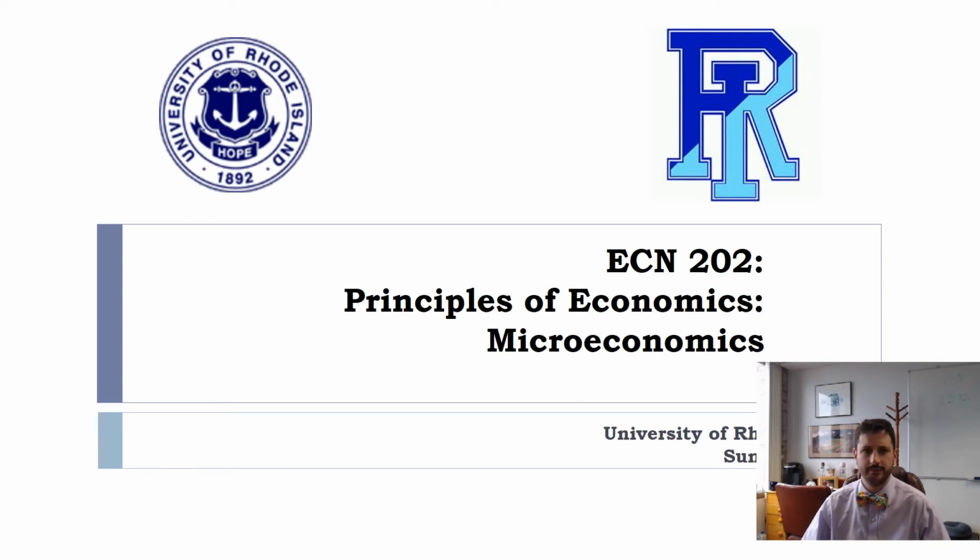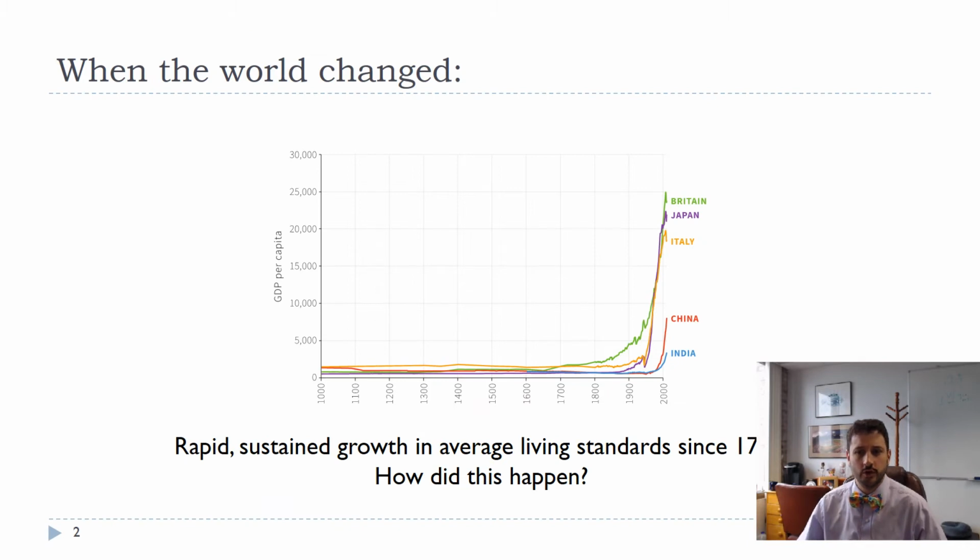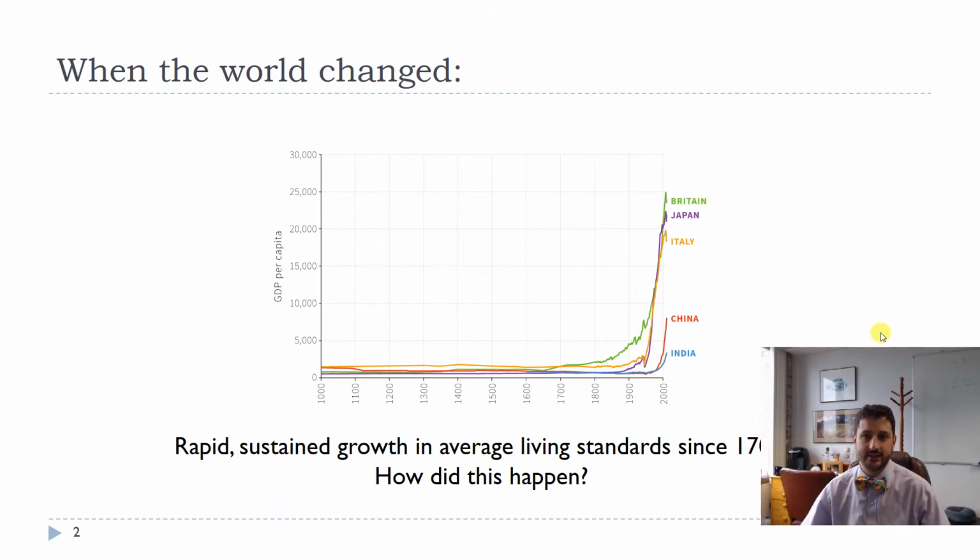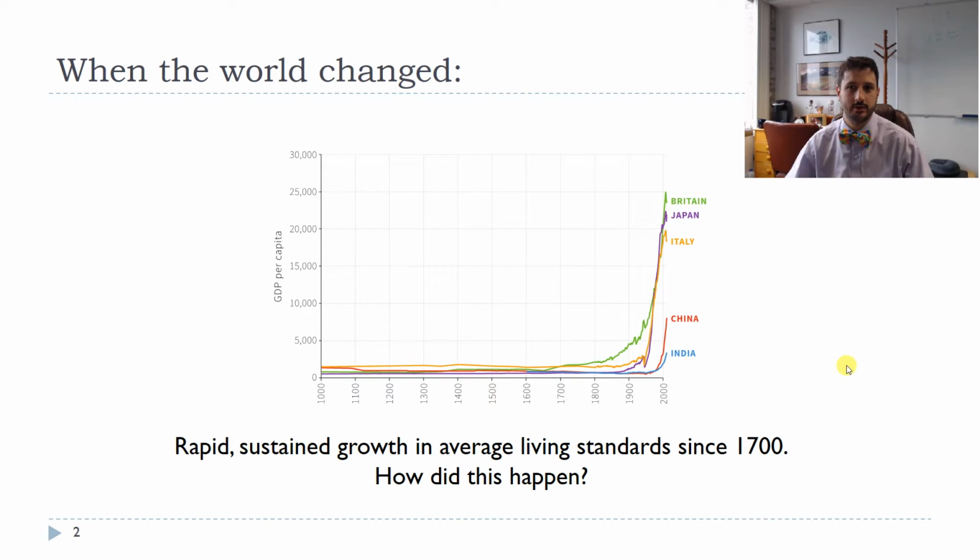So let's get started. So the world has changed a lot since, I'm going to put myself up here, see how that does, since about 1700. So this is a measure of what we call GDP per capita. GDP stands for gross domestic product. It's how much an economy produces in total over the course of a year. And per capita just means per person. So it's GDP divided by the population.